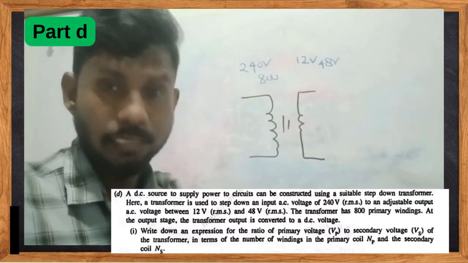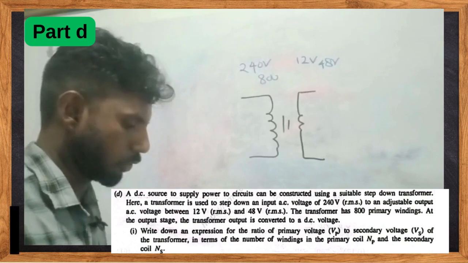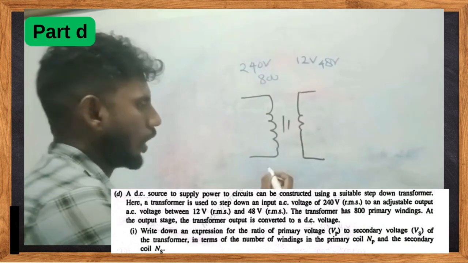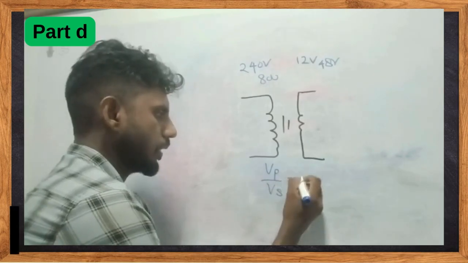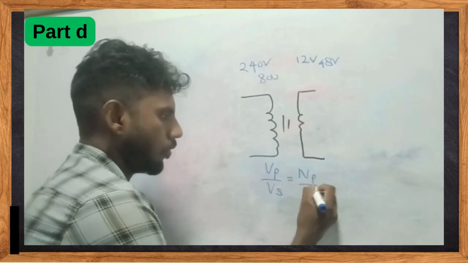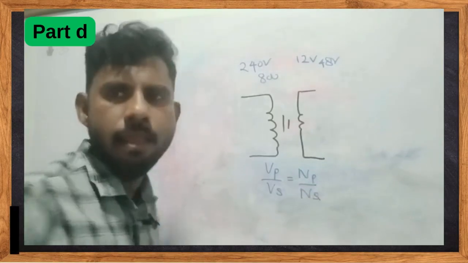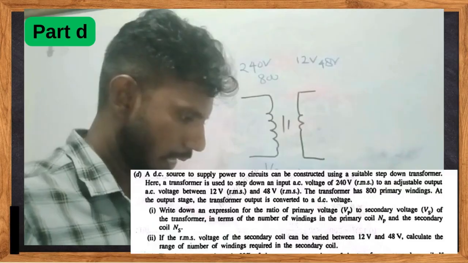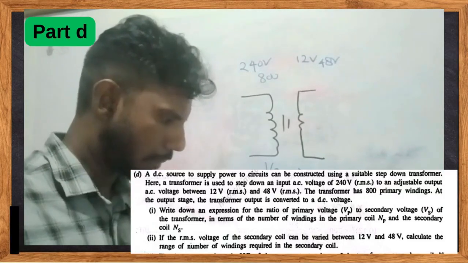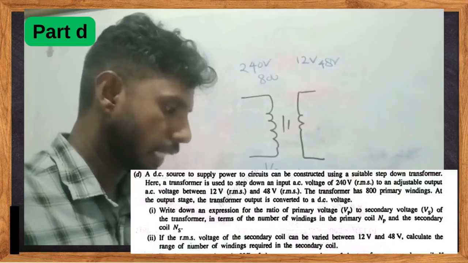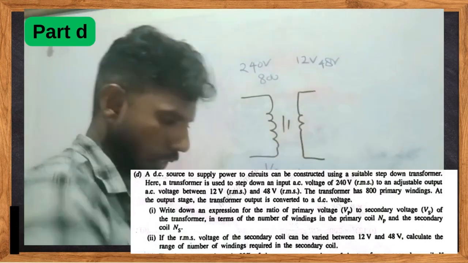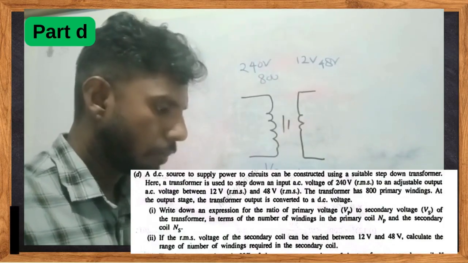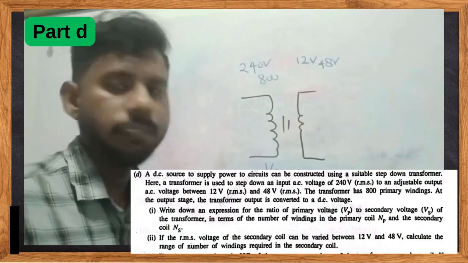So students, this is a theory question, basic theory. So I hope you know this equation. Vp over Vs is equal to Np over Ns. Easy as that. Second part, if the RMS voltage of the secondary coil can be varied between 12 to 48 volt, calculate the range of number of windings required in the secondary coil.